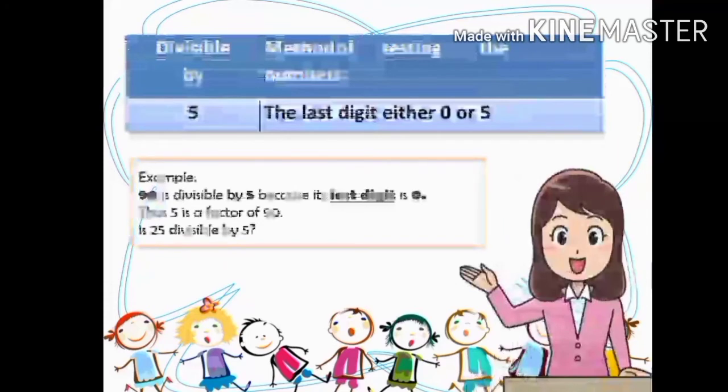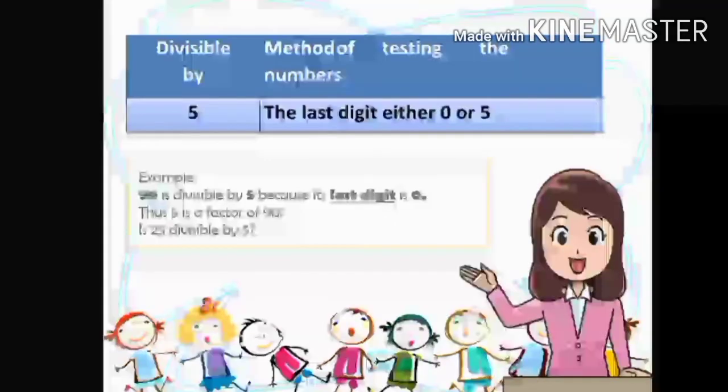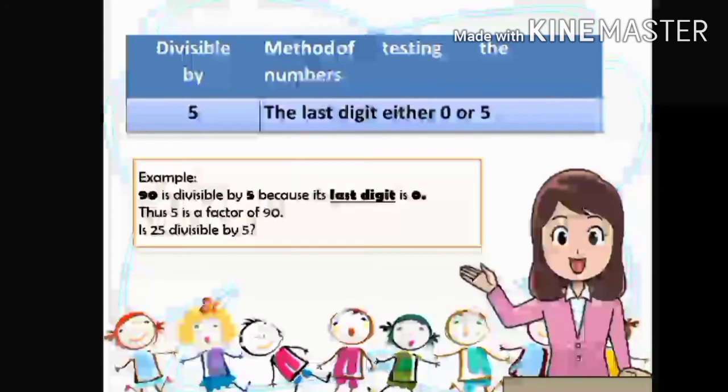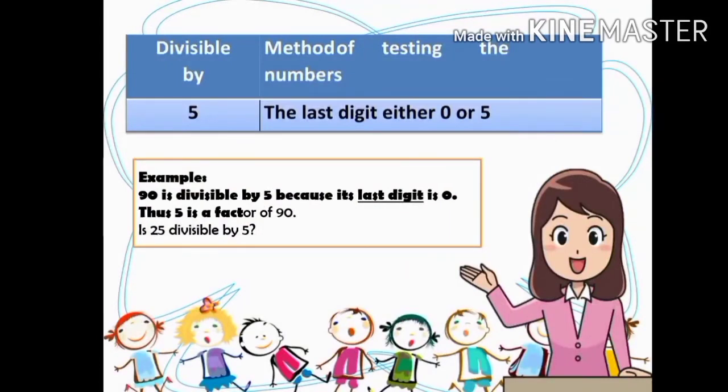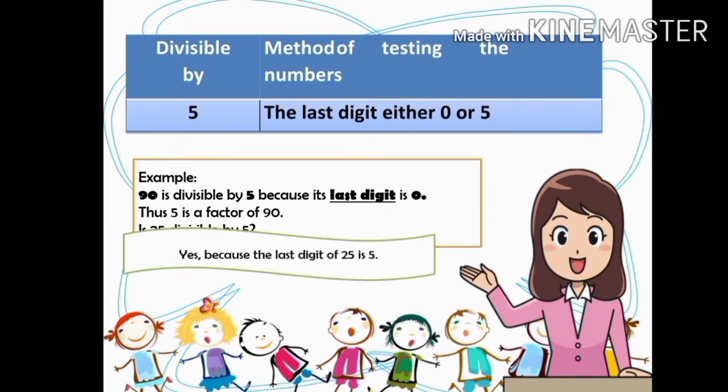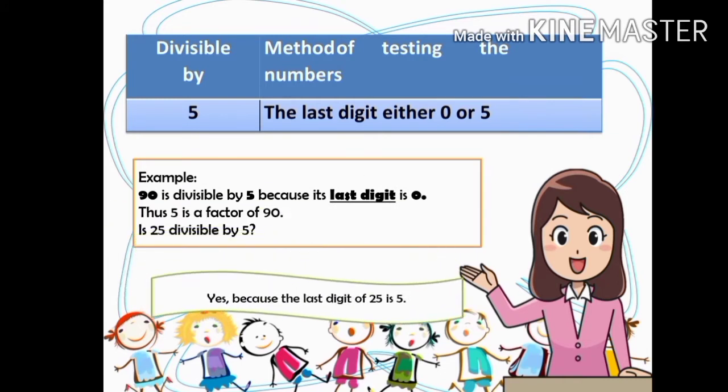For divisibility by 5, the method of testing is that the last digit is either 0 or 5. It should be 0 or 5. Question: is 25 divisible by 5? Yes, because the last digit of 25 is 5. Very good.